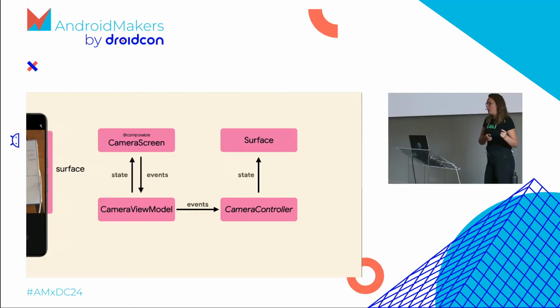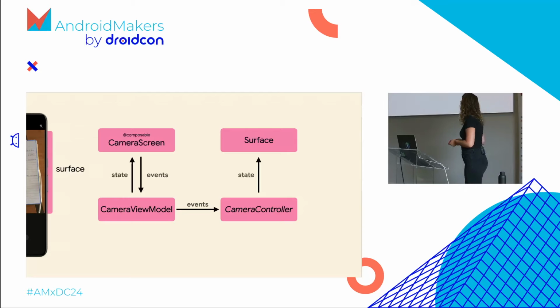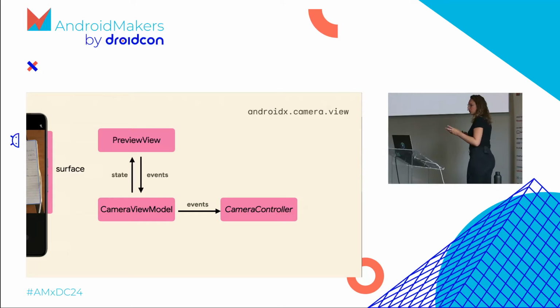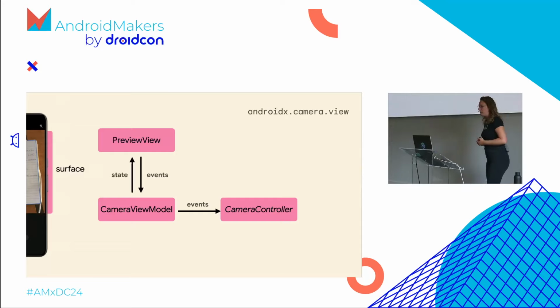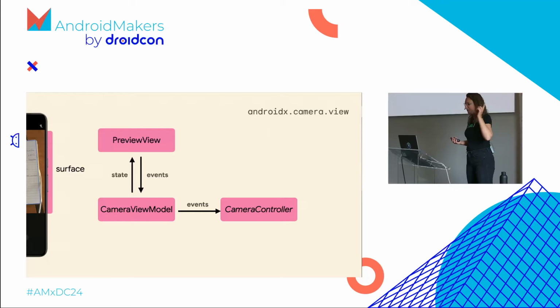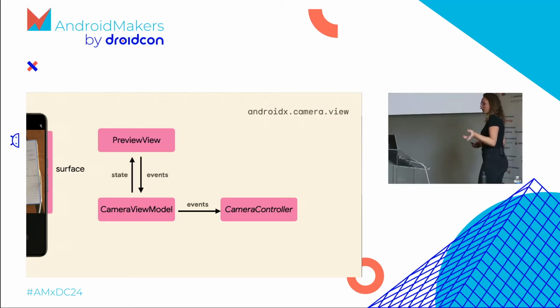So there's multiple ways that we can set this up. I want to take a look at two different ways. First of all, in the view world, we can use a camera controller class that is part of the camera view library. And we link it to the preview view. If you've ever done CameraX, you might remember the preview view. Both the camera controller and the preview view are part of the CameraX library.